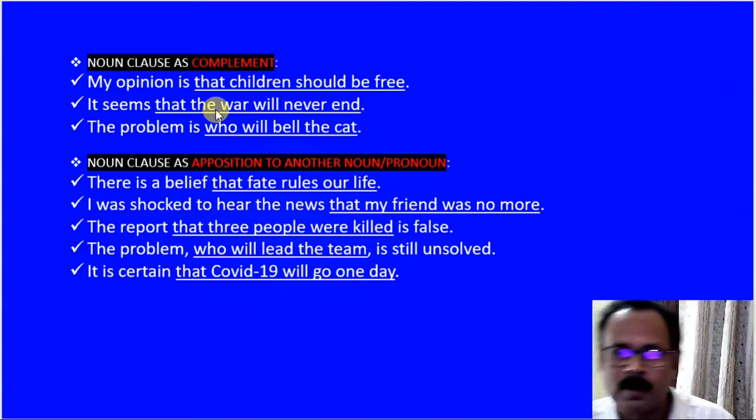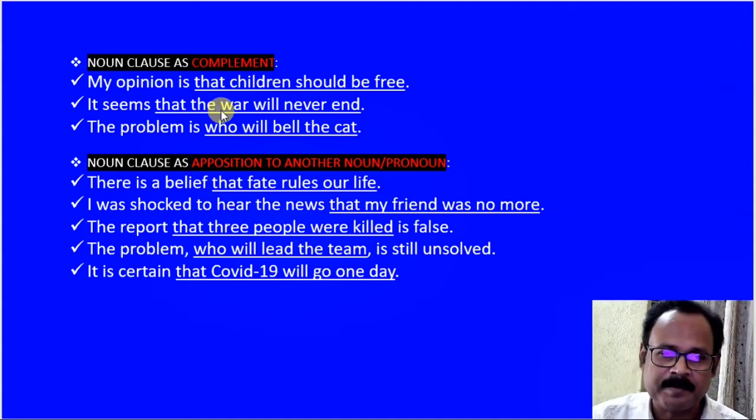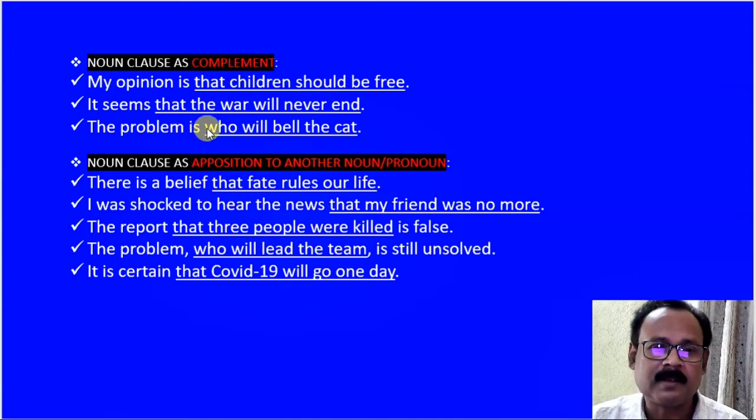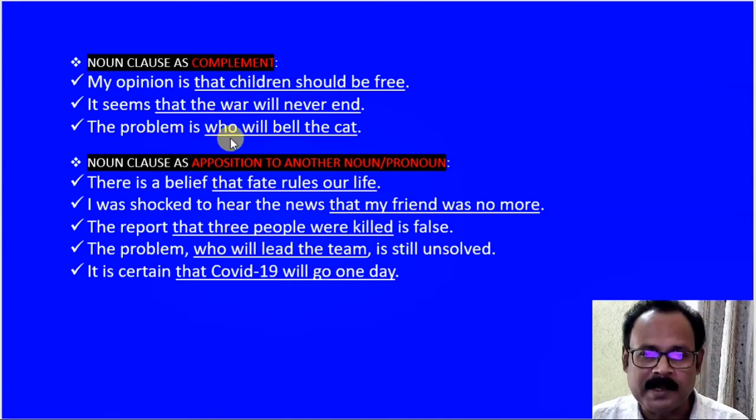This noun clause works as the complement in the sentence. Next, in the third example, the problem is who will bail the cats. The noun clause is who will bail the cats. And this noun clause also comes after the verb is, which is a link verb. That's why it works as the complement of the verb is. So, this is the complement function of the noun clause.